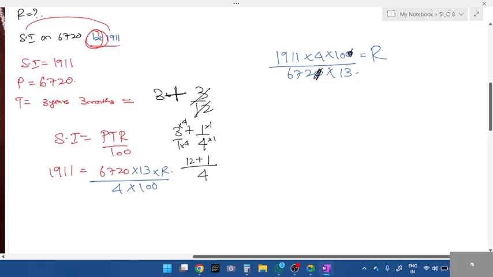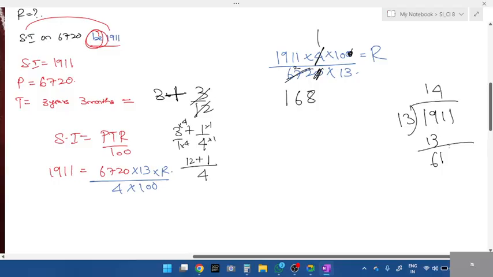0 and 0 gets cancelled. How many times does 4 go? 4 ones are in this. 4 sixes are 24, 3 eights... Try 13 and 1911, students. How many times does 13 go in 1911? It goes 147 times.